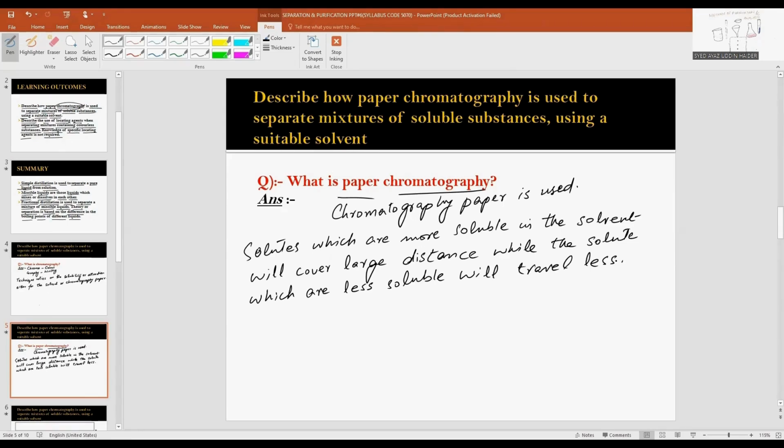The other term used for solvent is mobile phase, and for chromatography paper, stationary phase. Solvent, you can call it mobile phase. In the same way, chromatography paper, stationary phase.